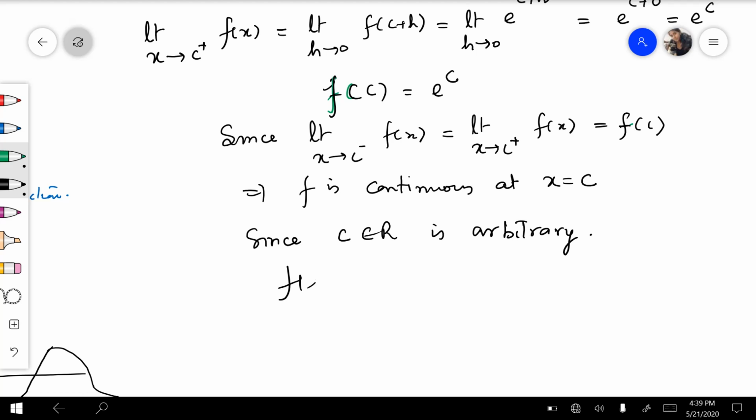Hence, f of x equals e raised to power x is continuous for every x belonging to the domain of the exponential function, and the domain of the exponential function is the set of real numbers. Let's take one more example.